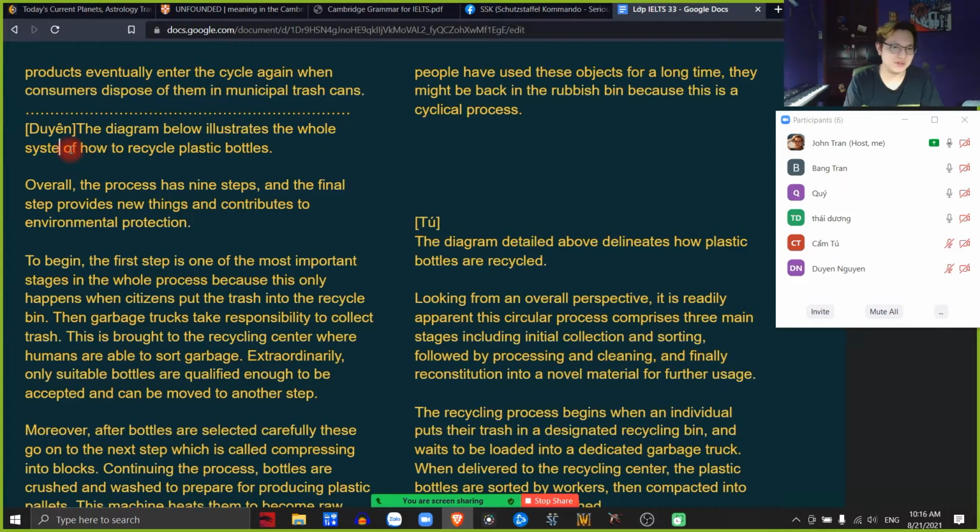It sounds a bit more appropriate if you say the whole process.